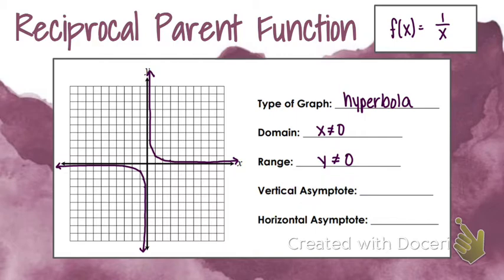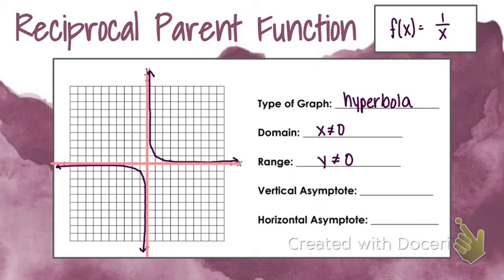Now, what in the world is an asymptote? An asymptote is a line that the graph will never, ever, ever touch. So it gets really, really close, but it doesn't touch it. And in our case, that's going to be the y-axis and the x-axis. All right, so our graph is going to get so close to the x and y-axis, but it's never going to touch it.